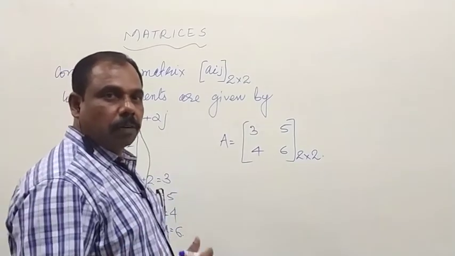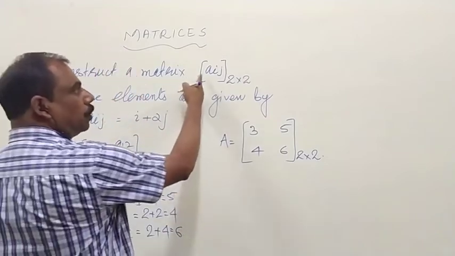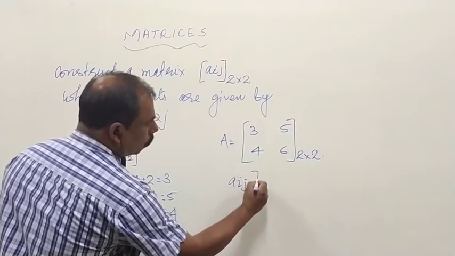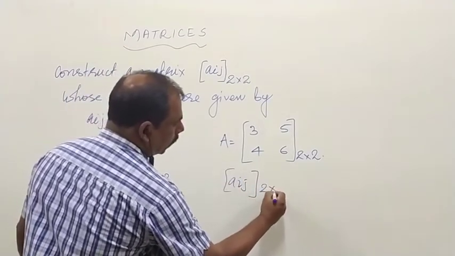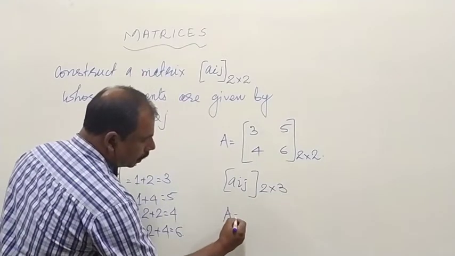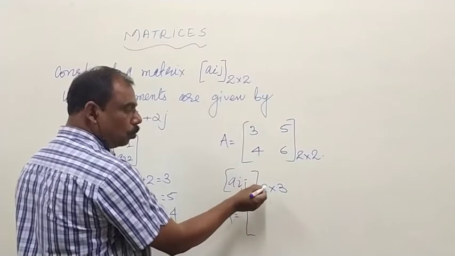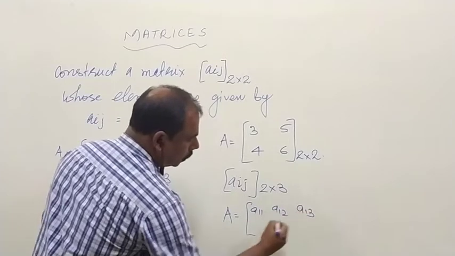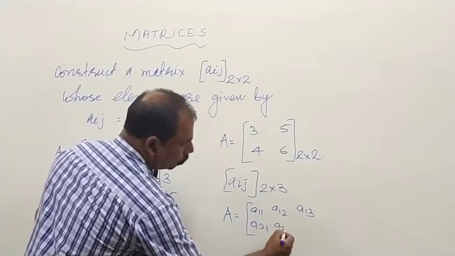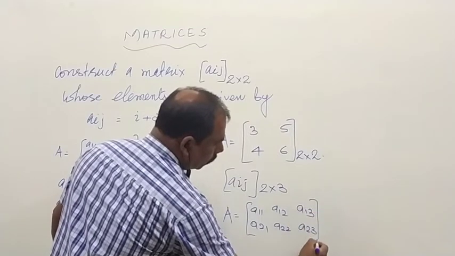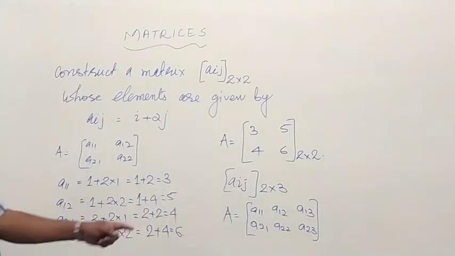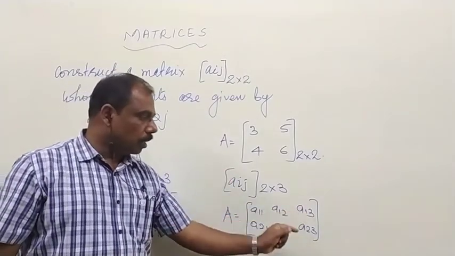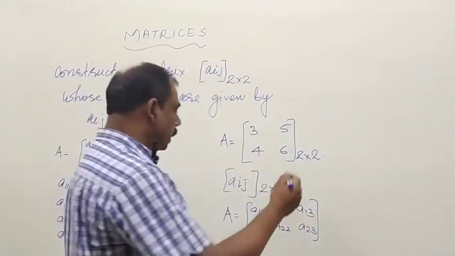Now, if we change our requirement, say for example, instead of Aij of order 2 by 2, if the question is Aij of order 2 by 3, then our requirement is A should have 2 rows and 3 columns, that is A11, A12, A13, A21, A22 and A23. When we compare this with the previous example, we already got A11, A12, A21, A22. So, we need to find out A13 and A23.